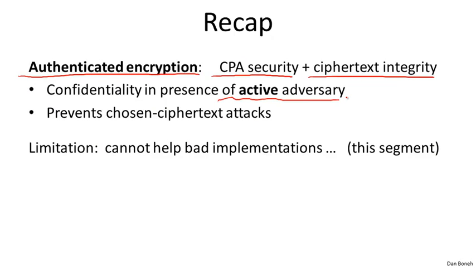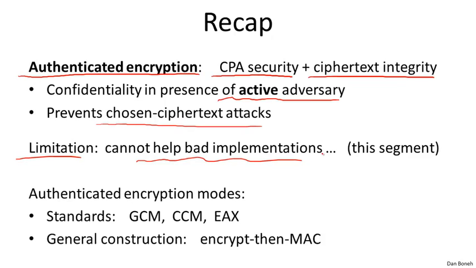can't modify the ciphertext in any way without being detected. We also showed that authenticated encryption prevents these very powerful chosen ciphertext attacks. Unfortunately, authenticated encryption has a pretty significant limitation in that it simply can't help a bad implementation. If you implement authenticated encryption incorrectly, then your implementation will be vulnerable to active attacks. And then we looked at standards constructions.